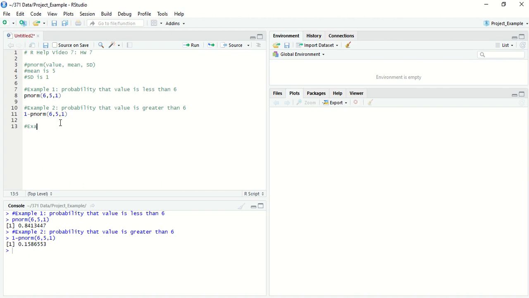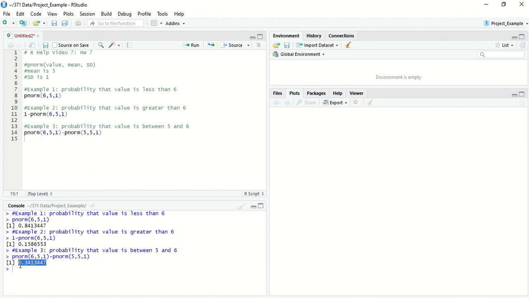Let's say we want to find the probability that the value is between 5 and 6. To do this, we would use pnorm 6, 5, 1, minus pnorm 5, 5, 1. Again, 5 and 1 are just mean and standard deviation that I made up. They don't have significance, and you don't have to calculate them somehow with this example. So the probability that the value is between 6 and 5 is 34%.